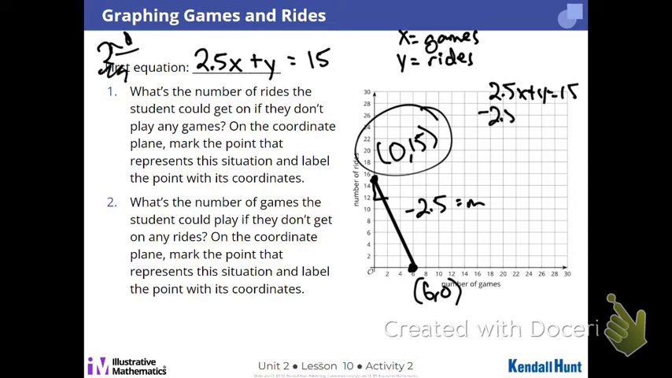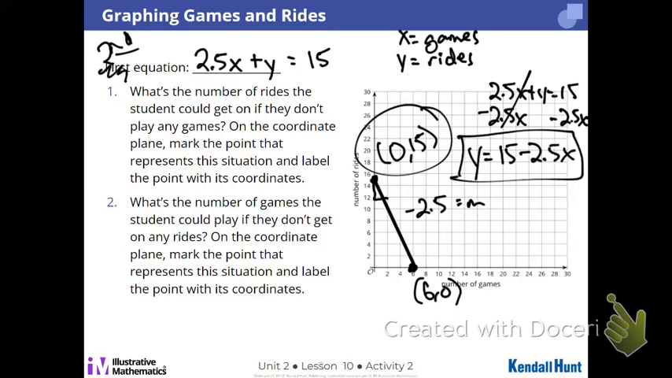Minus y. Minus 2.5x. So y is equal to 15 minus 2.5x. And here's what this means. This means the number of rides is equal to the $15 minus the price for all the games, which you just did with that 2.5 less. It's all right there in an equivalent equation that we used. Same thing to both sides to make.